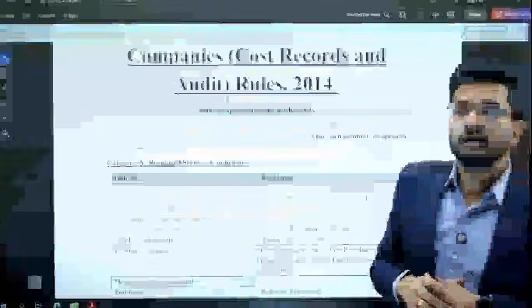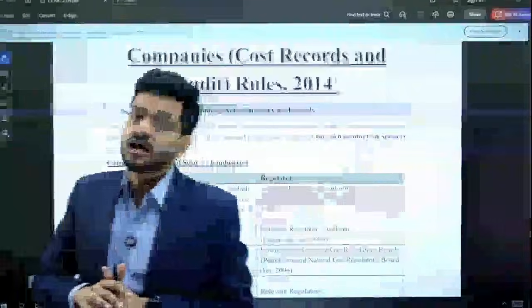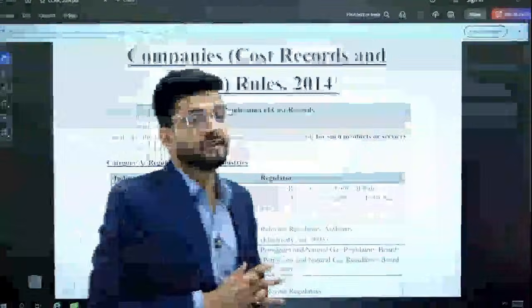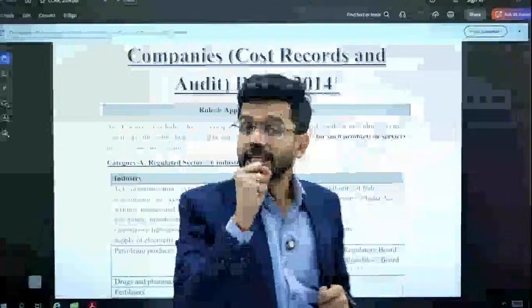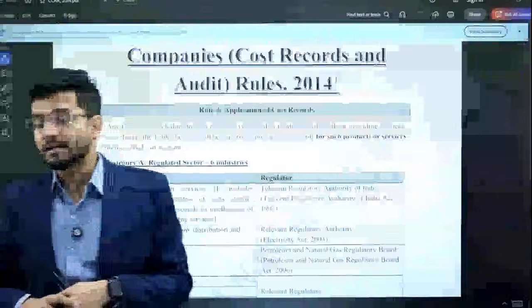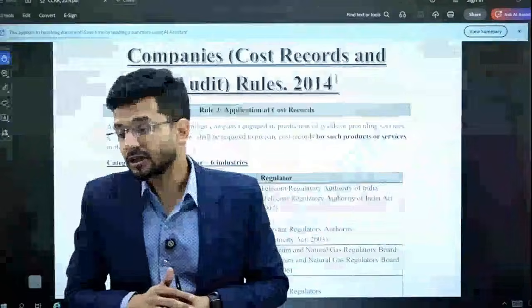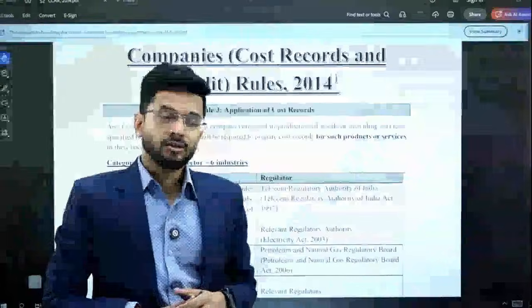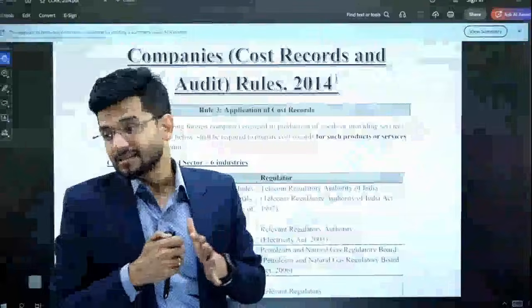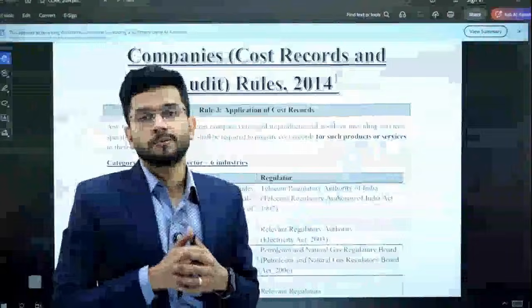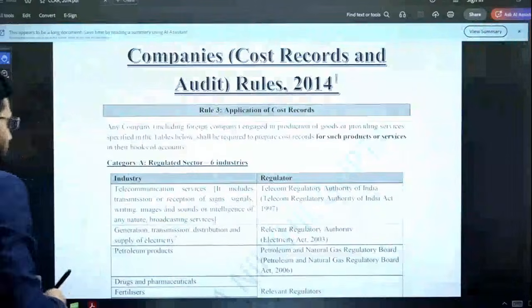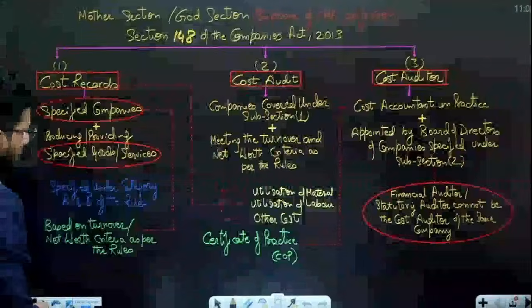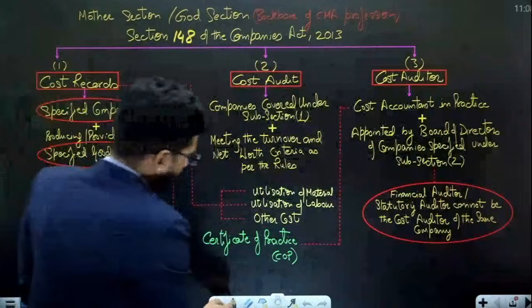Even if I am teaching something theoretical, that also has practical implications, that also has practical ramifications as far as this chapter is concerned. So please do this chapter really carefully and understand the concepts that I'll be teaching in this particular chapter. Understand all the nitty-gritties of this particular chapter, because yes, this chapter will definitely hold a good percentage in your examination. Alright, so let's start our chapter, Companies Cost Records and Audit Rules 2014, which have been amended multiple times.